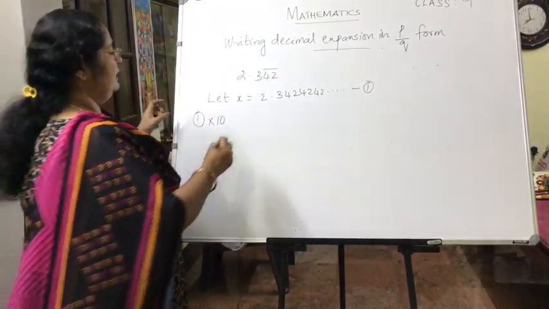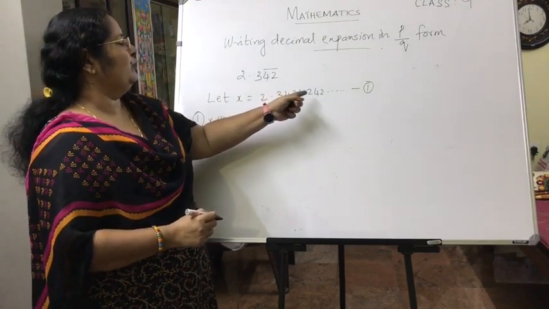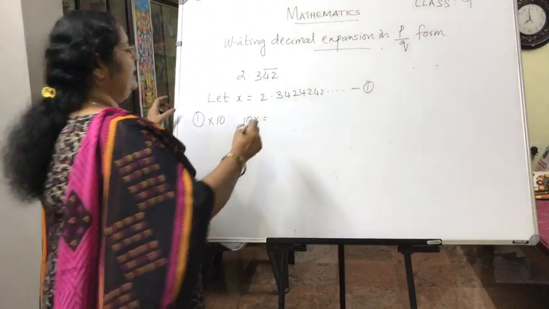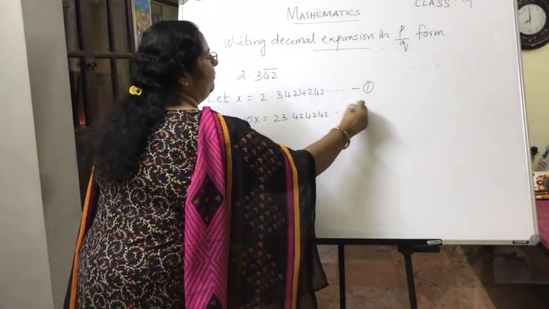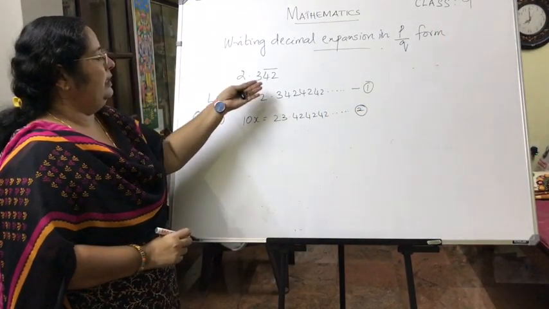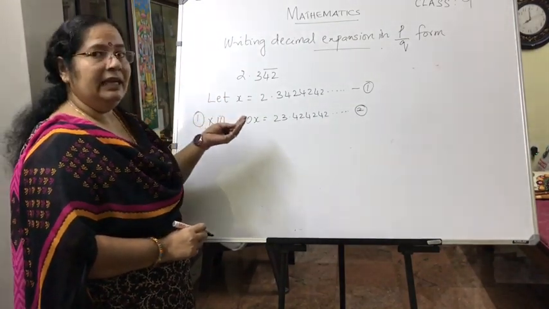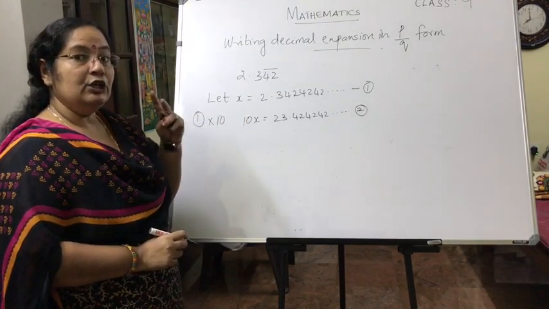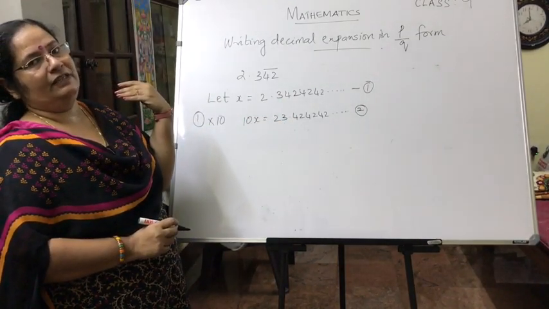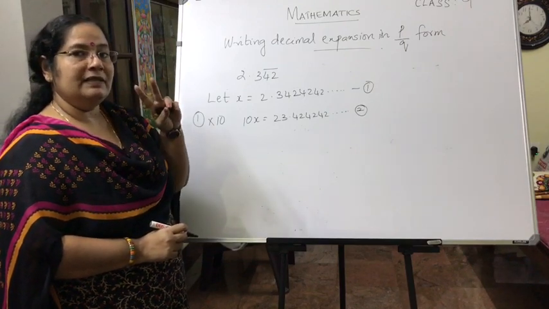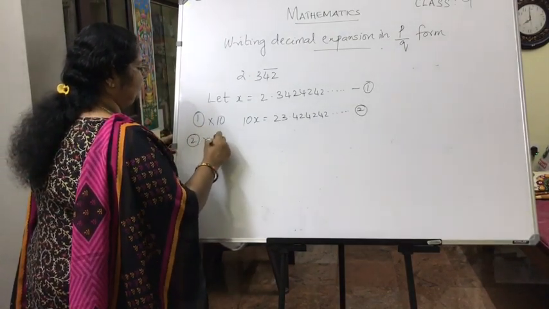What do you get here? x into 10, so 10x will be equal to, when you multiply 2.342424242 into 10, you will get 23.424242. It is going on. Equation 2. Now look at the decimal part of 1 and 2. Are they the same? They are not the same. So what should you do? How many digits are being repeated? 2 digits are repeated. So you will have to bring those 2 digits also towards the left. 2 places you are shifting, so multiply with 100. So equation 2 you are multiplying with 100.